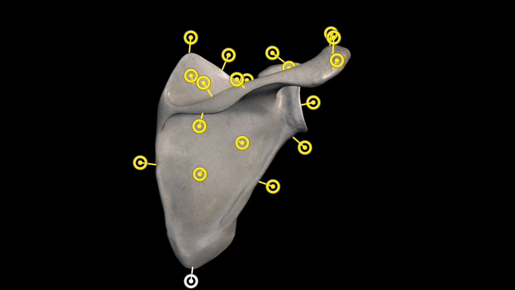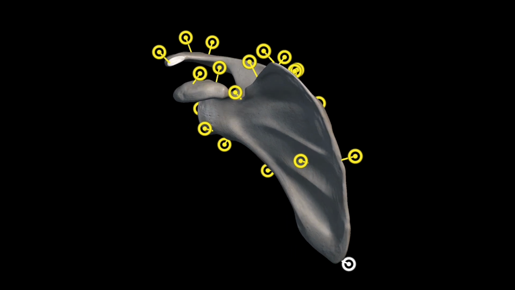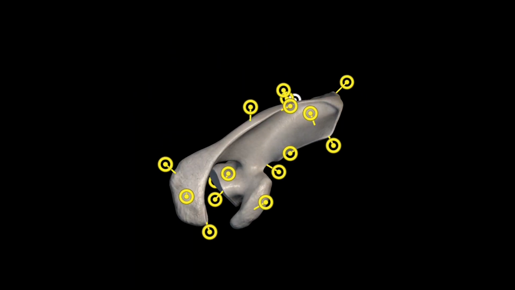Now the borders, you can see this is the medial border, this is the lateral border, and this is the superior border. Now just go to the medial side. On the medial side you see only the border. On the superior side you can see the articular surface of the clavicle. Here the clavicle is attached.